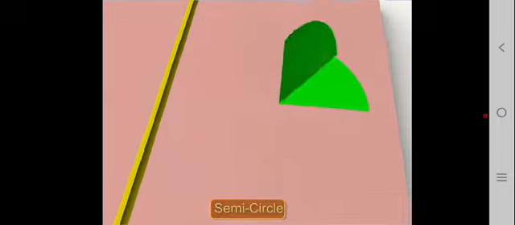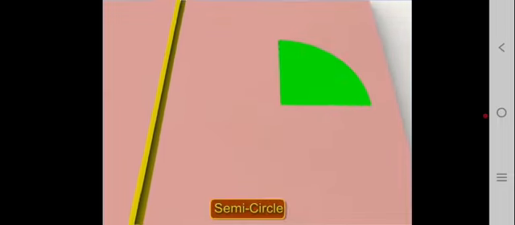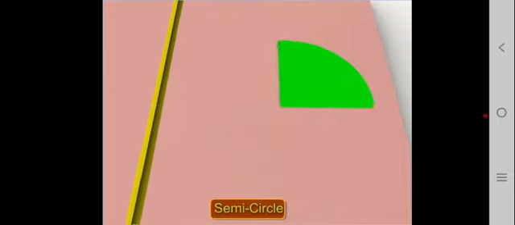Similarly, a semicircle has one line of symmetry that represents the perpendicular bisector of its diameter. An arrowhead, when folded along its diagonal, the two halves overlap each other, indicating that the diagonal line is the line of symmetry.